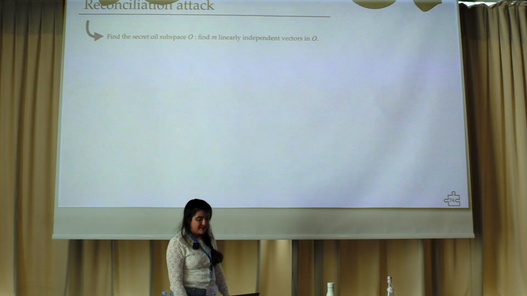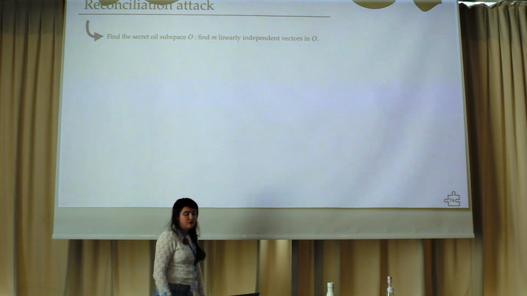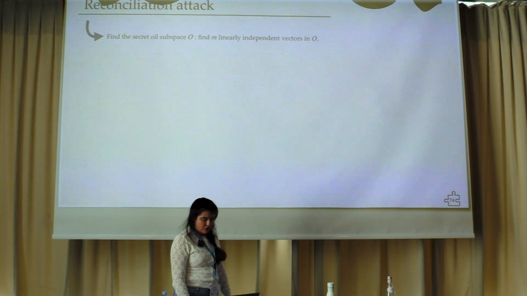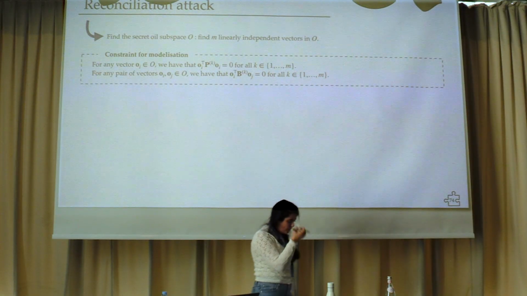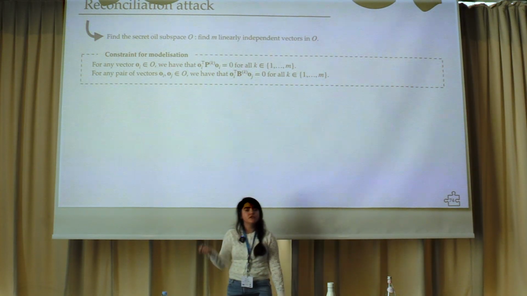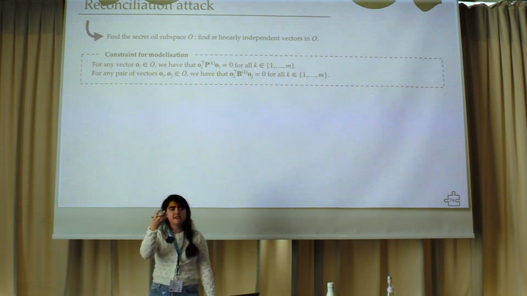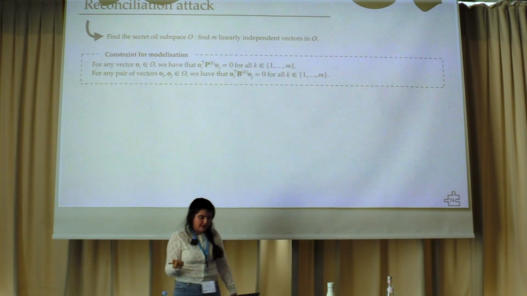We also know that it vanishes on the oil space. Okay, I'll come back to that later. So now we can do the reconciliation attack. What are the constraints that I want to model? As we said, I want to find the oil space, find some vectors in the oil space, right? So I will model things that I know about vectors in the oil space.